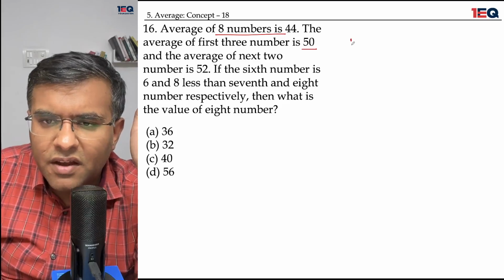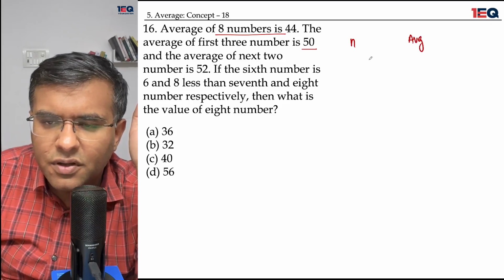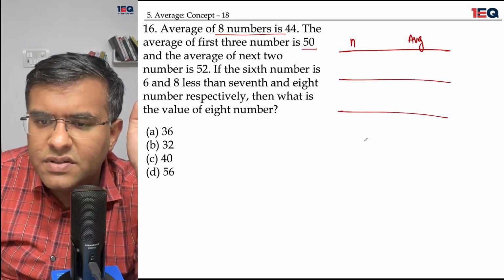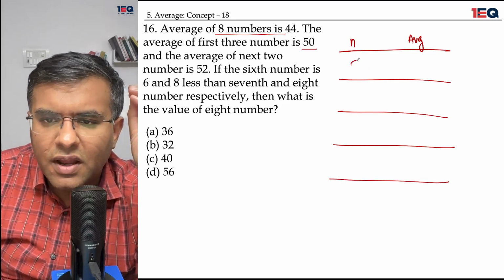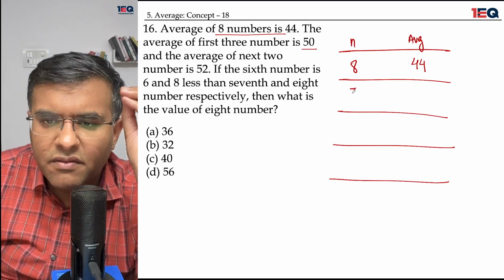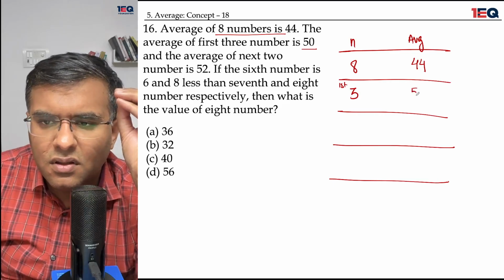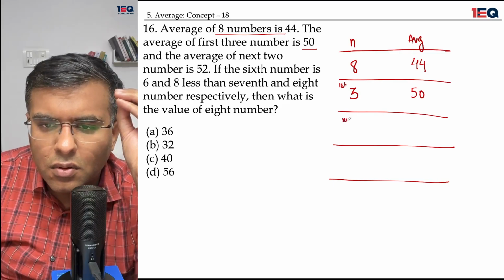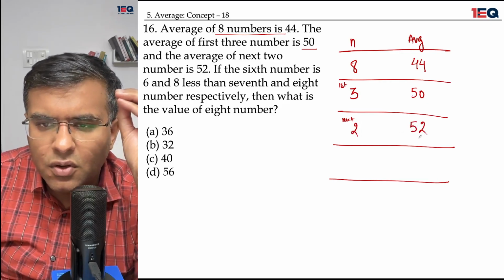Okay, we have the value of n over here, and we have the value of average over here. I'll quickly create divisions so that things become easier for you. For n being 8, the average is 44. For the average of the first 3, it is that of 50. The average of the next two is 52.